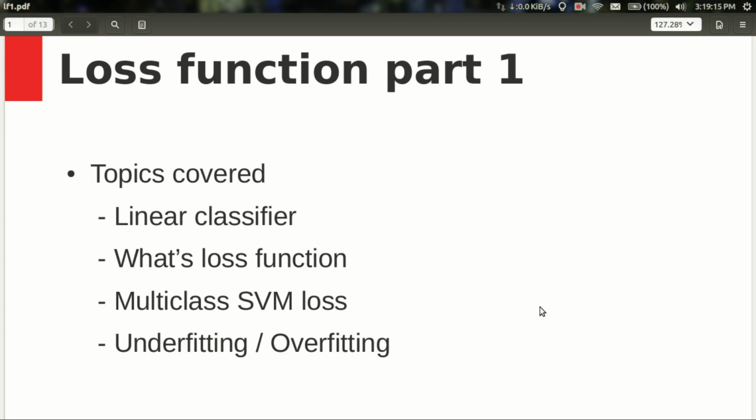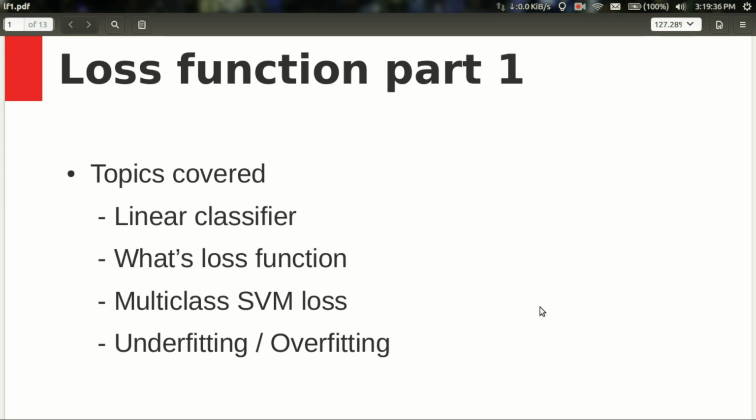Hello world. Today we're going to talk about loss function. Note that this concept of loss function has been divided in two videos since I'll be giving a detailed explanation of loss function and how you can implement it and get more robust classifiers out of it.